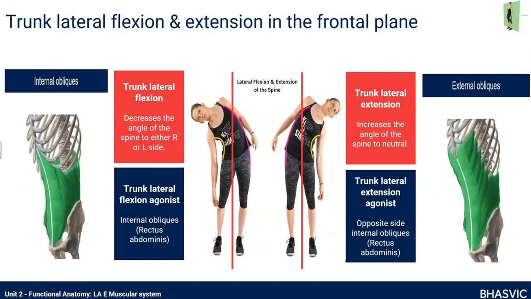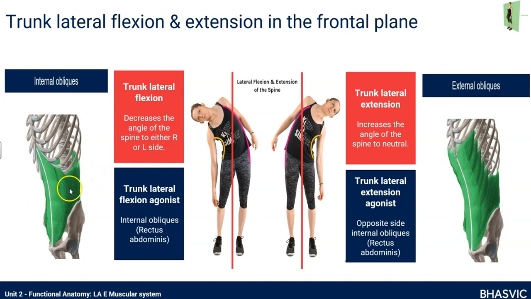The next pair of movements is lateral flexion and lateral extension. You can flex, i.e. bend sideways, either to your right or to your left. Both of those would be described as lateral flexion. This is when the angle of the vertebral column decreases laterally to the side. So the angle decreases in the frontal plane. This movement's in the frontal plane.